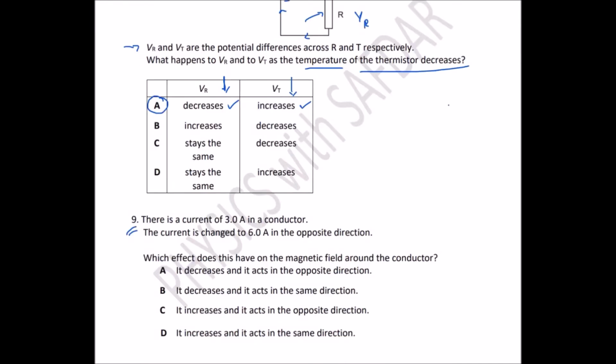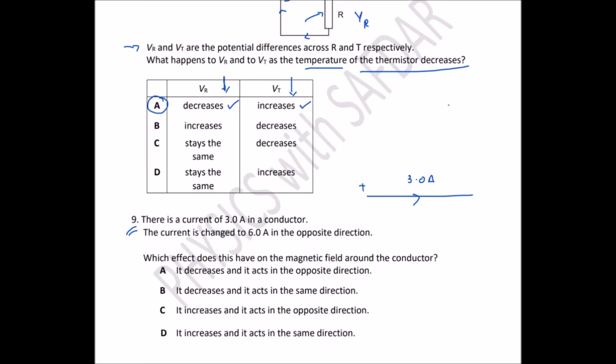Question number 9. There is a current of 3 amperes in a conductor. The current is changed to 6.0 amperes in the opposite direction. Which effect does this have on the magnetic field around the conductor? And you have 4 options. Look at the first portion. We have this conductor and it's carrying current 3.0 amp.